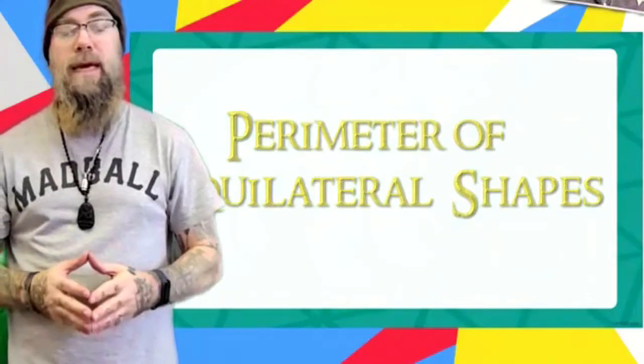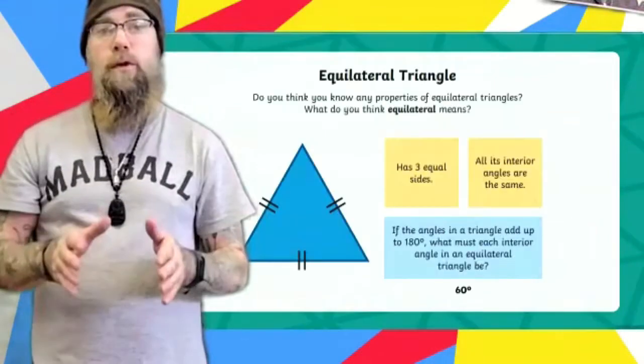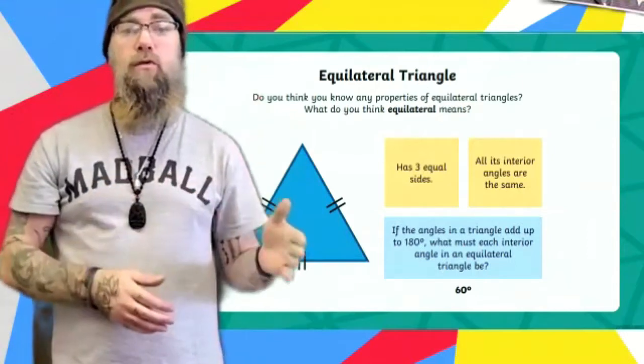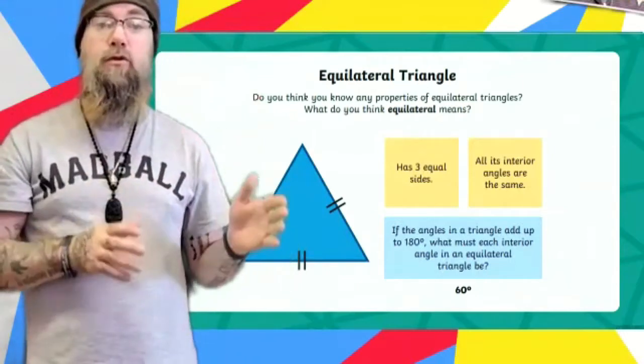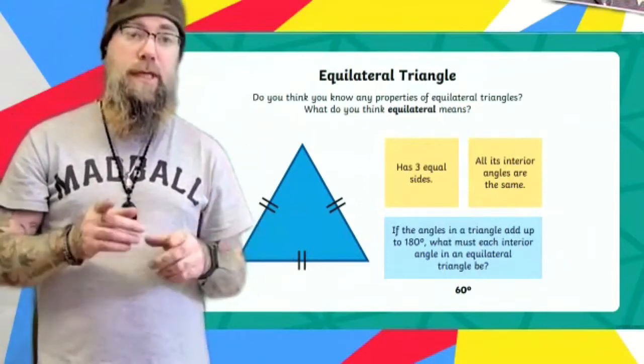Hey students, this time for math, let's talk about finding the perimeter of equilateral shapes. So the first equilateral shape we'll talk about is the triangle. The equilateral triangle has 3 equal sides, as well as 3 equal interior angles. Each one of these angles measures 60 degrees.